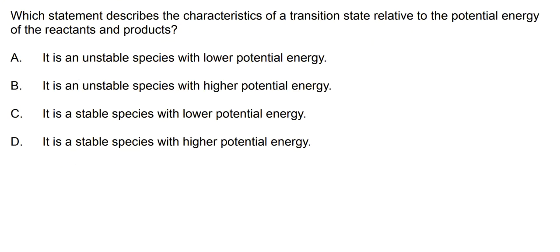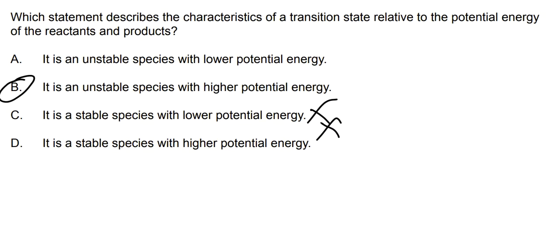Which statement describes the characteristics of a transition state relative to the potential energy of the reactants and products? Transition states are never stable, they're unstable, and they have high potential energy because they cannot be maintained and they will react to form a product.